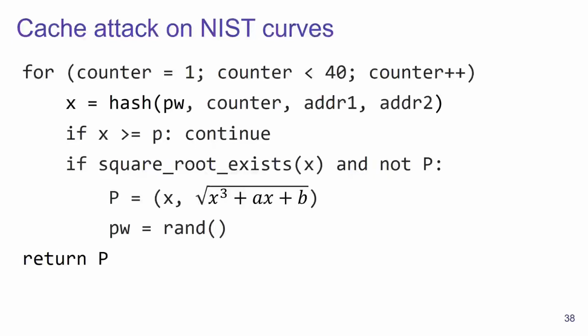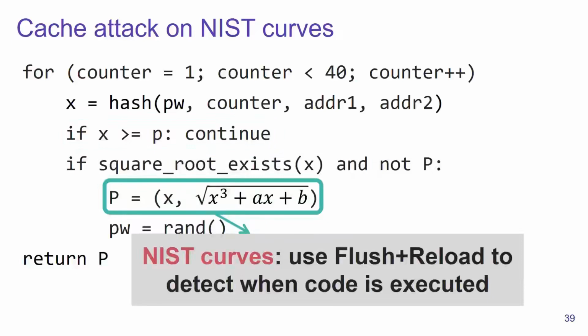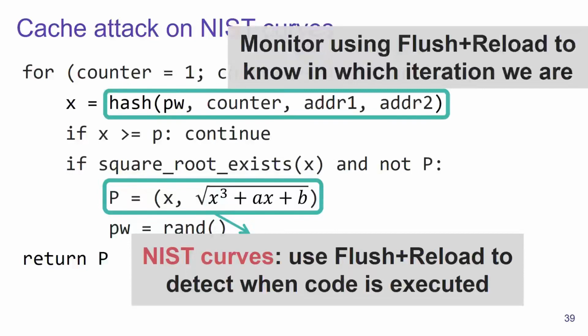The advantage of our cache attack is that they work even when the victim is using NIST elliptic curves. This is because our timing attacks are not possible against NIST curves, because there the X coordinate is very unlikely to be higher than the prime P of a NIST curve. However, using our cache attacks, we can monitor when the password element has been found using the flush and reload technique. And to know exactly in which iteration the password element is found, we also use flush and reload to monitor when the hash function is executed.